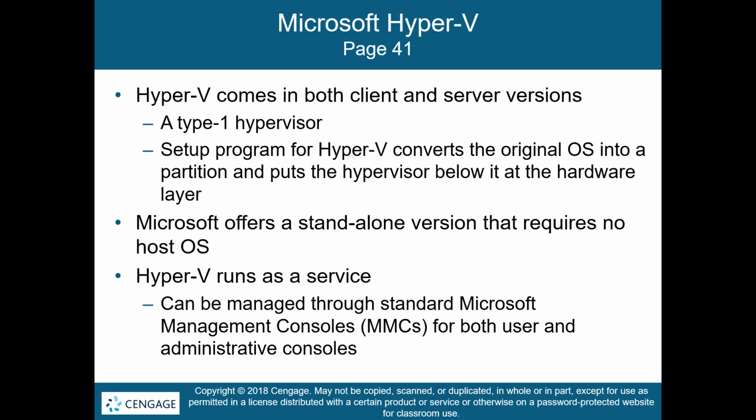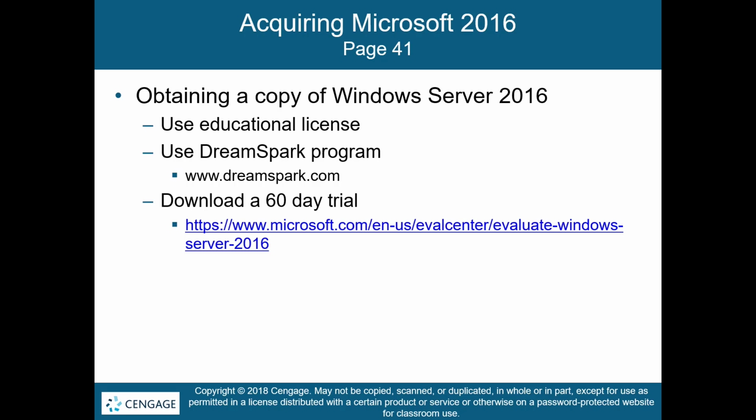But Hyper-V comes with Windows 2016 Server as well as Windows 10, and you can enable it through Windows features. To do the activities in this textbook, especially in chapters 5 and 6, you'll need to acquire a copy of Microsoft 2016 Server. This can be done either through your school and educational license, or your school may be part of the DreamSpark program, and you can download Windows Server 2016 through DreamSpark, or you can download a 60-day trial by going to the website shown there on this slide.